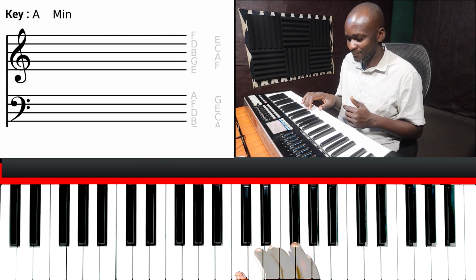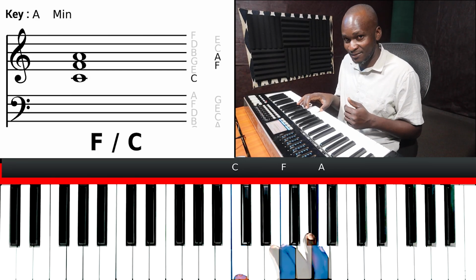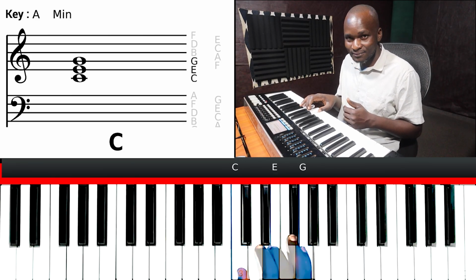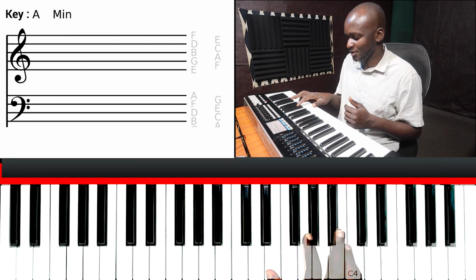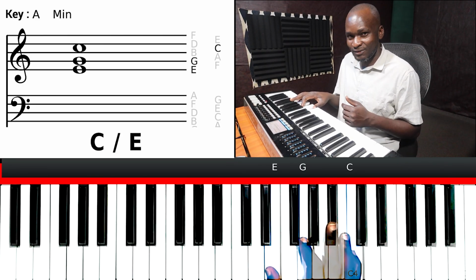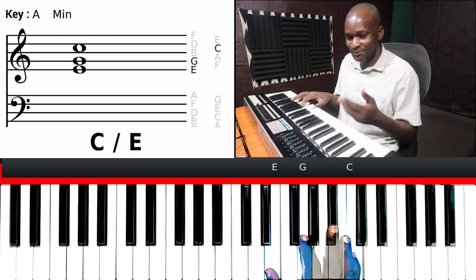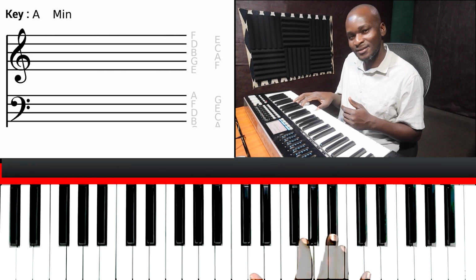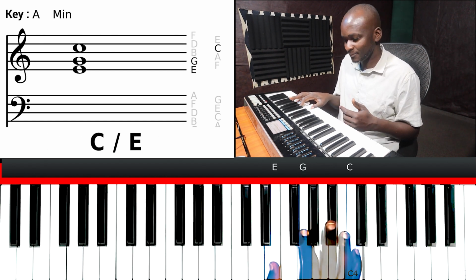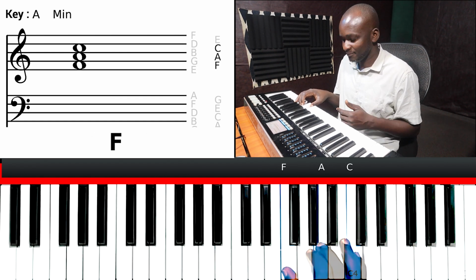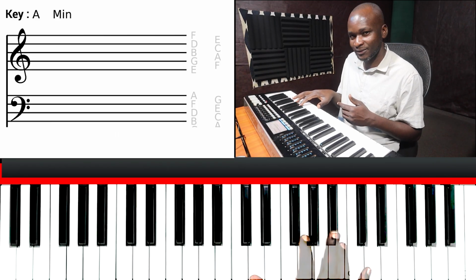Let's look into it. Do you see that root inversion? Second inversion, you see it? Root inversion again. And that's the first inversion for the G. First inversion for the C. Now this time the F is in root. First inversion, I think you can see it. And then second inversion for the G. That combination keeps on revolving.